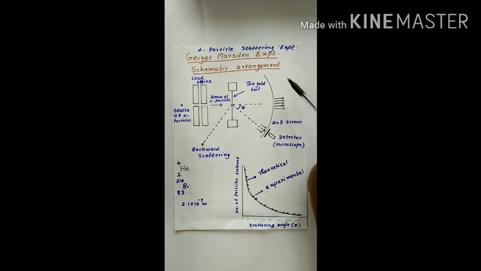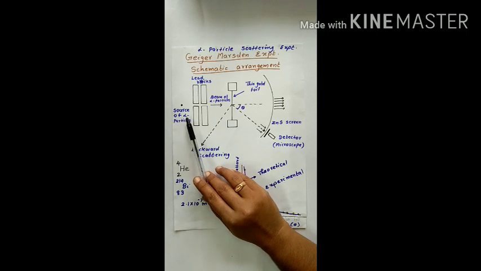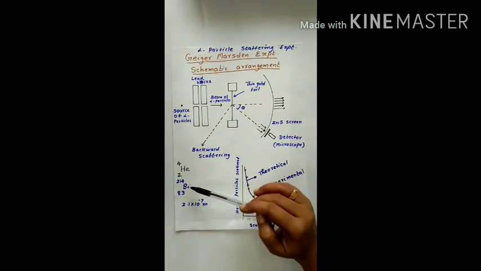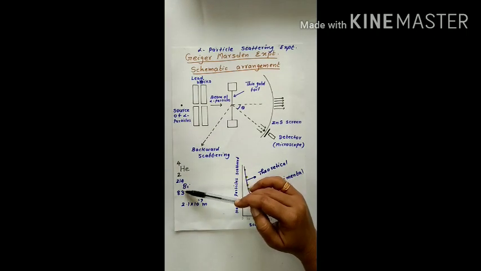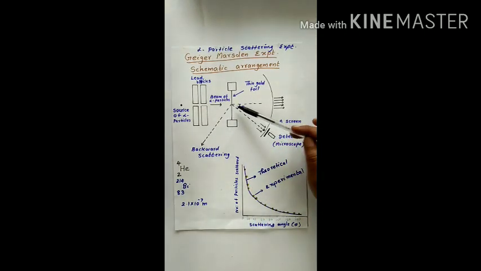The figure shows the schematic arrangement of the Geiger-Marsden experiment. It consists of a source of alpha particles, that is bismuth-214 (83), and lead bricks, a thin gold foil, a rotatable detector with a zinc sulfide screen and a microscope.